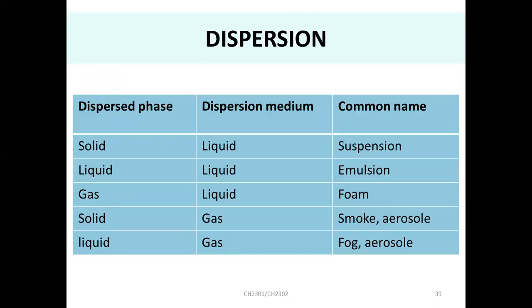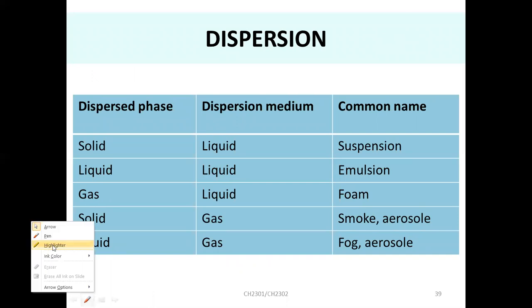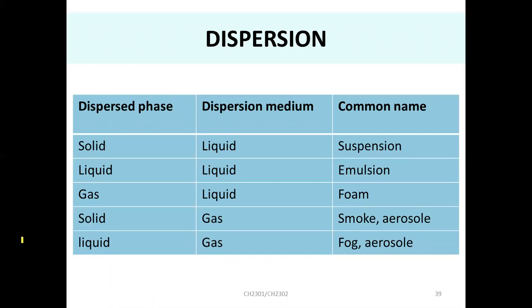Then again, I put this information for you, because sometimes we use these terms. Let's see, this column refers to the dispersed phase, dispersion medium, and the common name. Look at here, suspension. If a solid is dispersed in a liquid, it is called a suspension. If a liquid is dispersed in a liquid, it is called an emulsion. You may have heard about emulsion paint. That means a liquid is dispersed in a liquid.